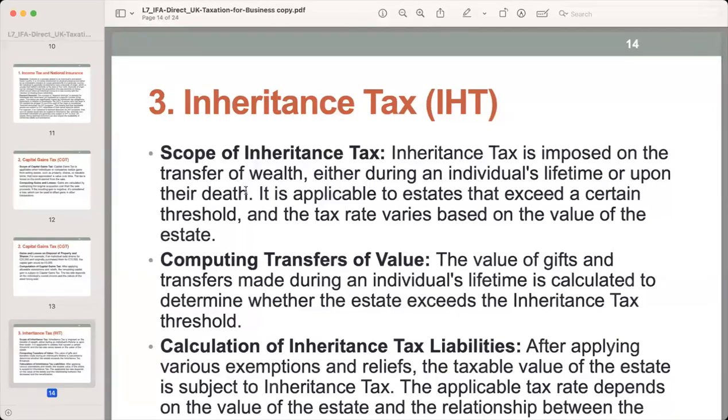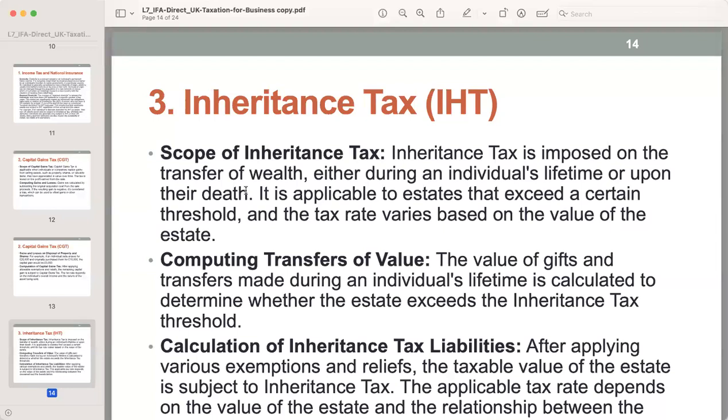Okay. Inheritance tax is about passing on wealth either while you are alive or after you pass away. It applies when the value of what you leave behind is above a certain limit.